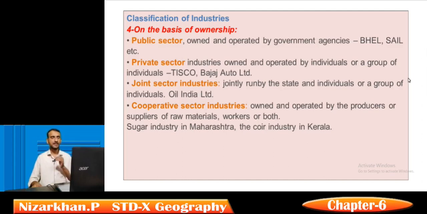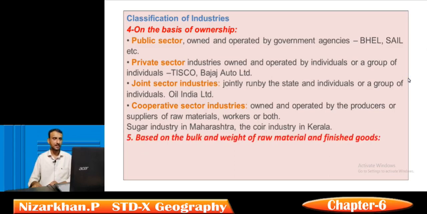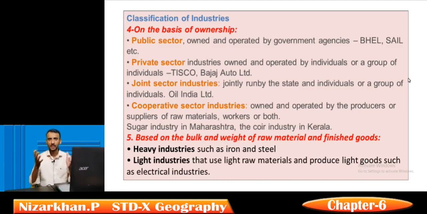Then the fifth classification of industry is based on the bulk and weight of raw materials and finished goods. The classification is heavy industries, such as iron and steel industries. That means their products are very heavy. Light industries use light raw materials and produce light goods, such as electrical industries. Home appliances come under light industries.